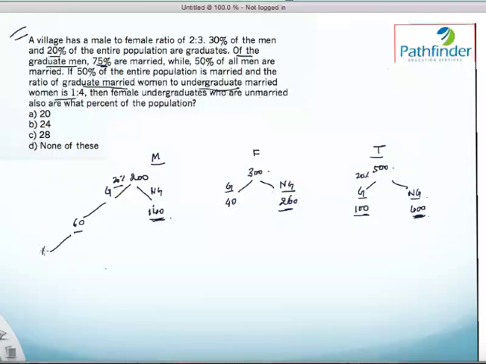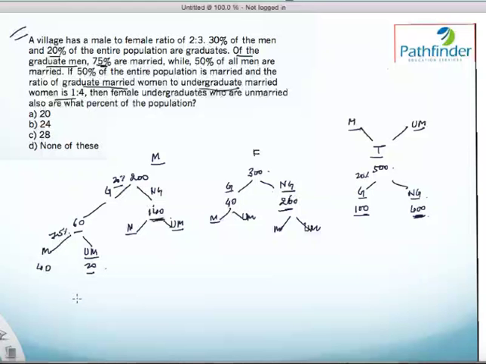So now we branch them further into married and unmarried. And we do the same for all our categories: married and unmarried. Similarly, we can do the same for married and unmarried for the entire population also. So we have 75% of all graduate men who are married. So 75% of graduate men, that is 40... 45, are married, which means 20 must be unmarried.